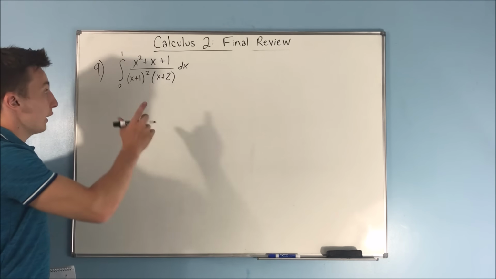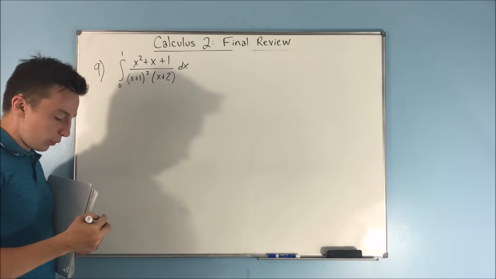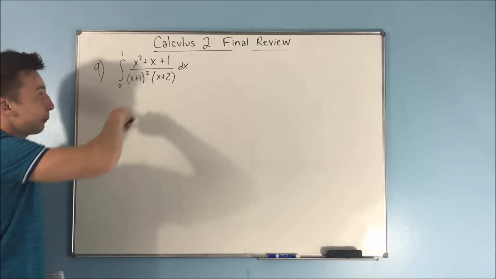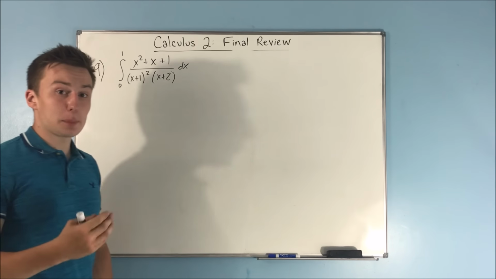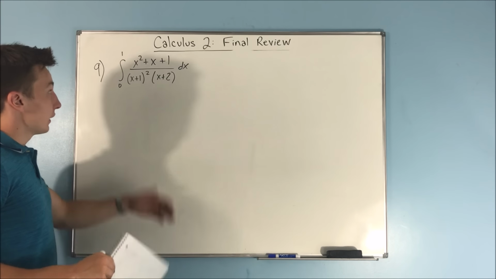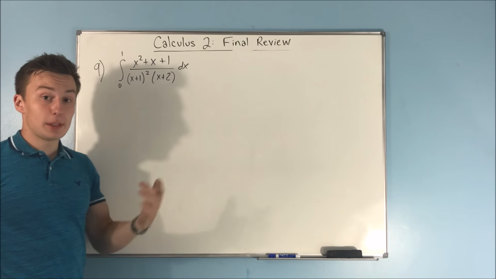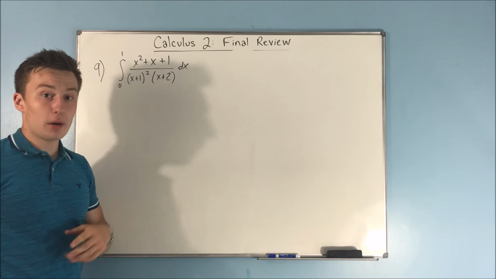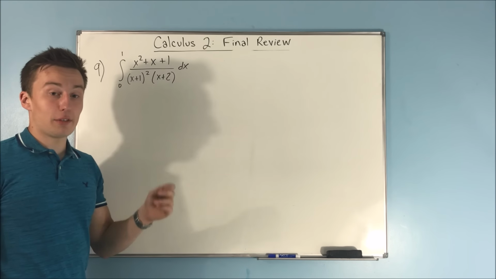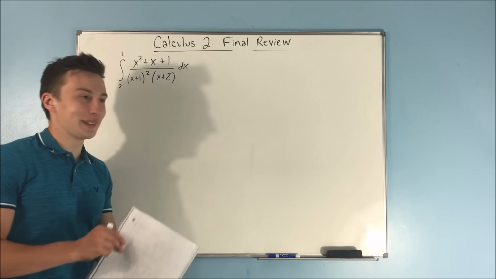All right, so for our next problem, we have the integral from 0 to 1 of (x squared plus x plus 1) over (x plus 1) quantity squared times (x plus 2) dx. Now, this is not something that we can do an easy u substitution with. It's not an integration by parts. It's not a trig integral or an inverse trig substitution. This, my friends, is partial fraction decomposition.